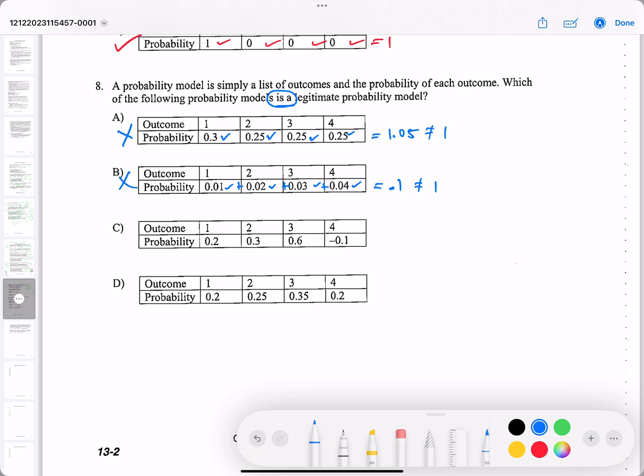This one, 0.2 plus 0.3 is equal to 0.5, plus 0.6 is equal to 1.1, minus 1.1. So this is equal to 1, so that's okay. However, that is not okay. You cannot have a negative probability. So that's not going to work.